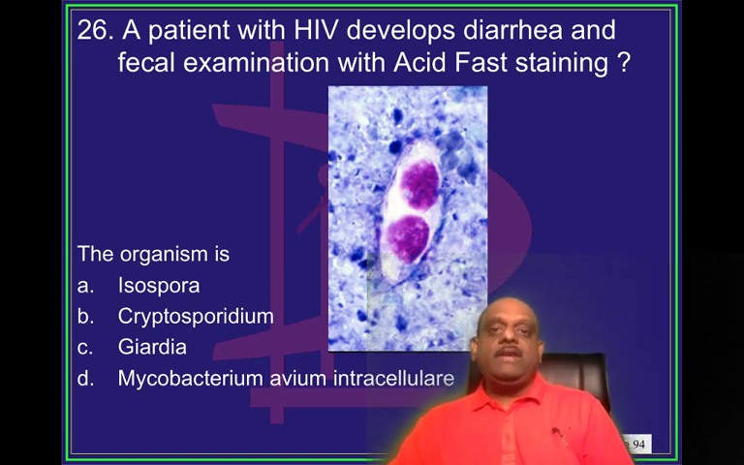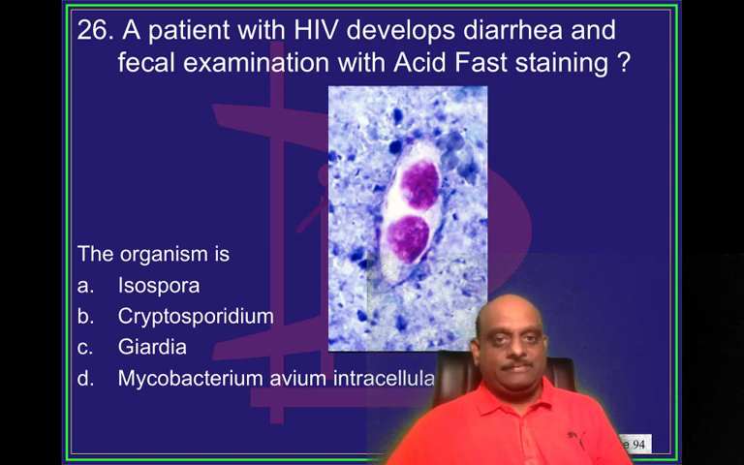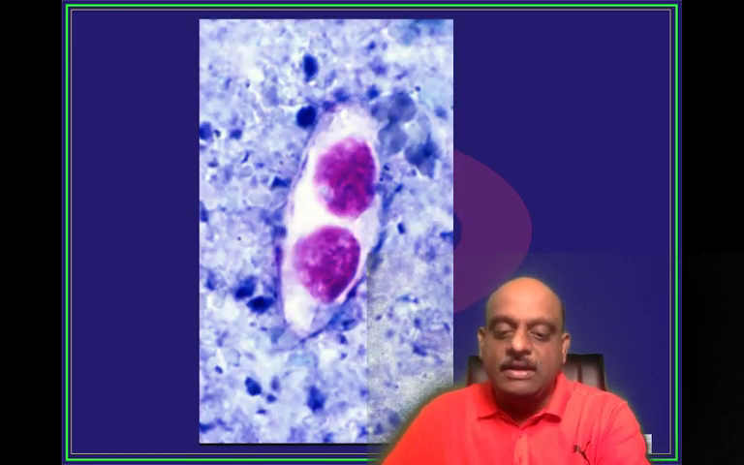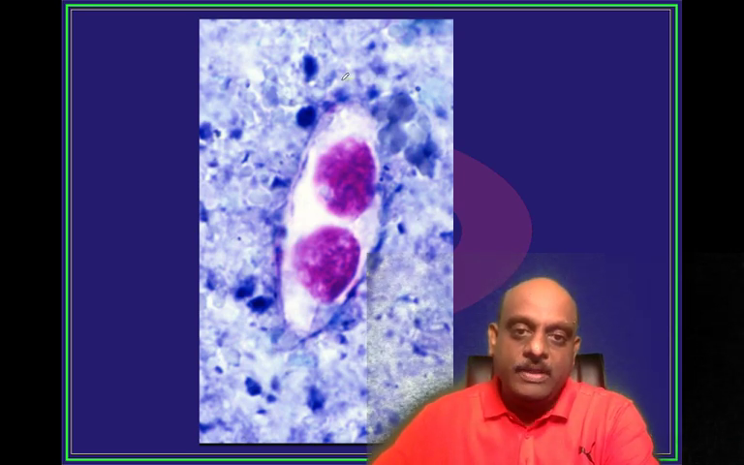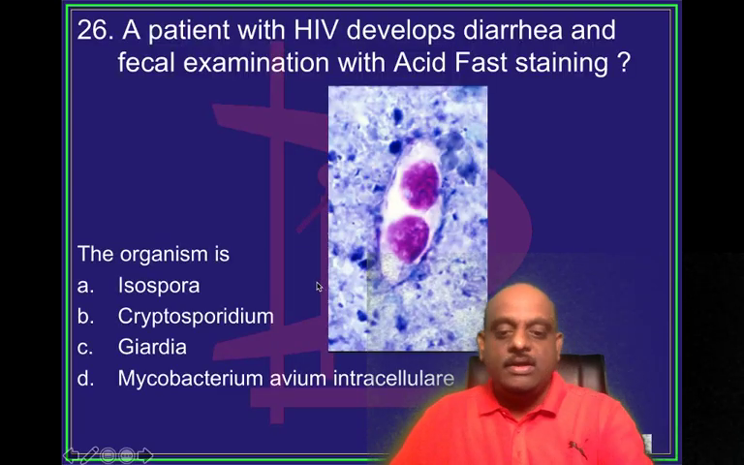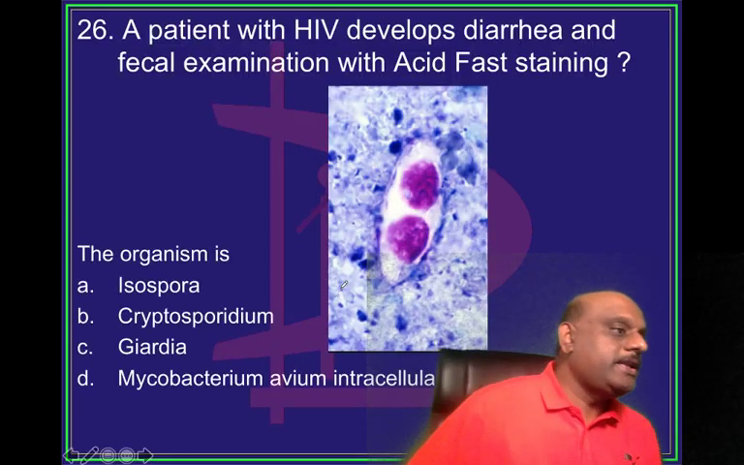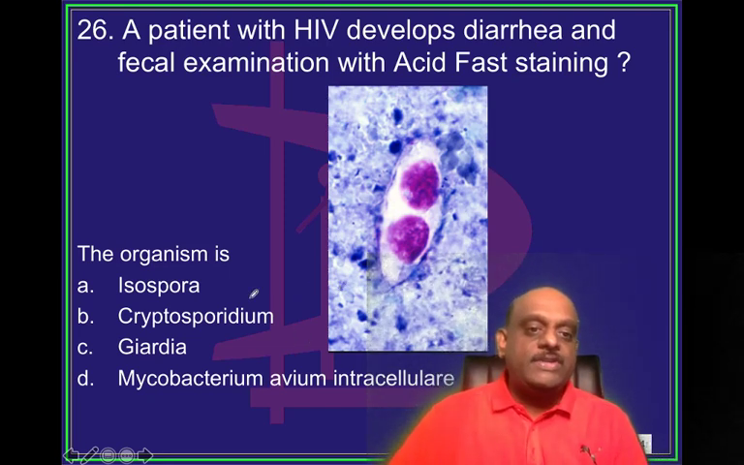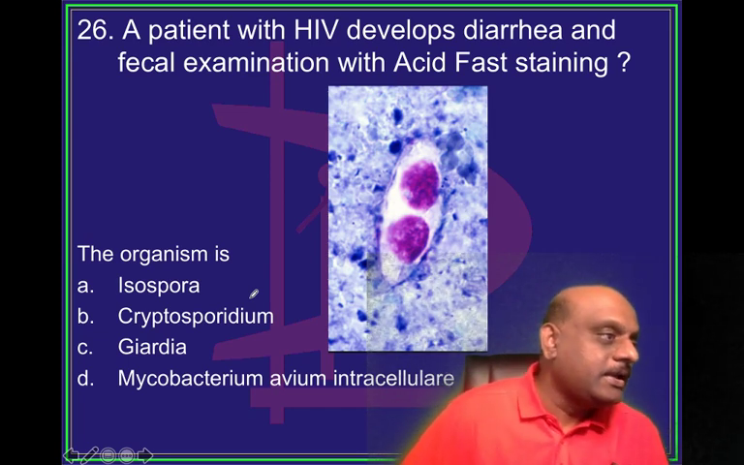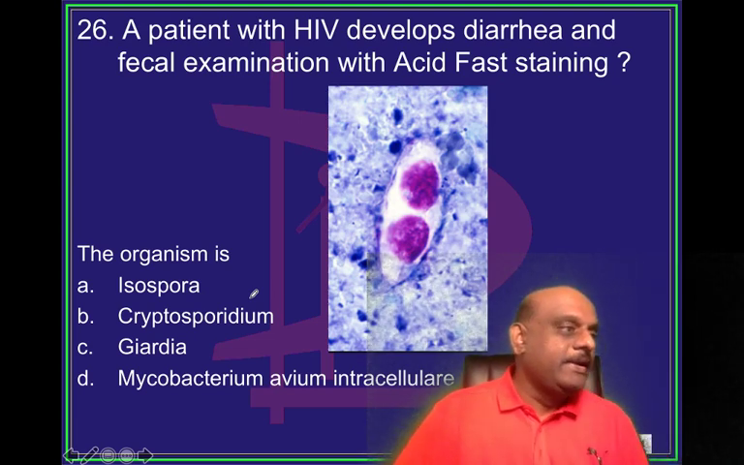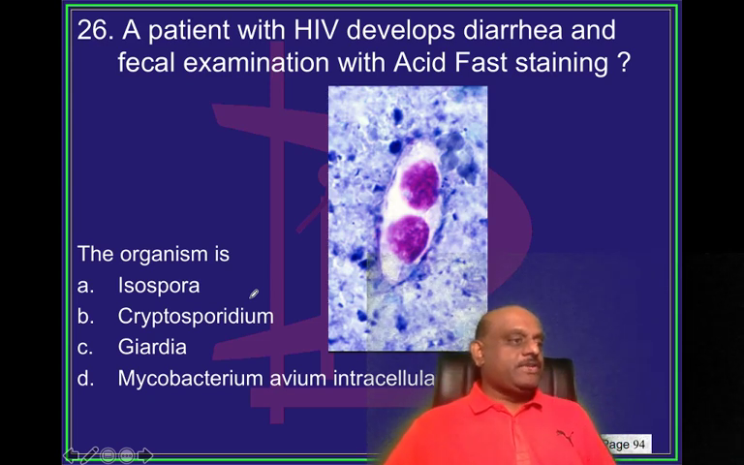Now, a patient with HIV develops diarrhea, and the fecal examination with the acid fast staining is being shown to you. So you are able to see a cyst. So now the question is, what is this organism? Is the examiner's question. So Pratik Srivastava proposes A. Suraj Srivastava proposes A.